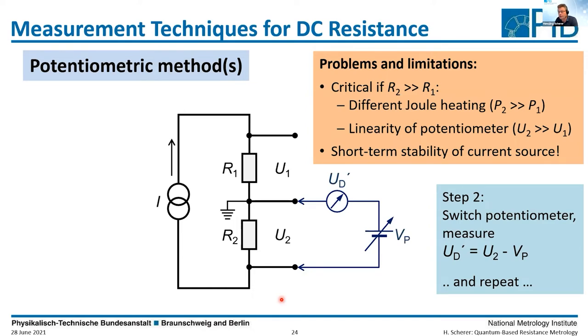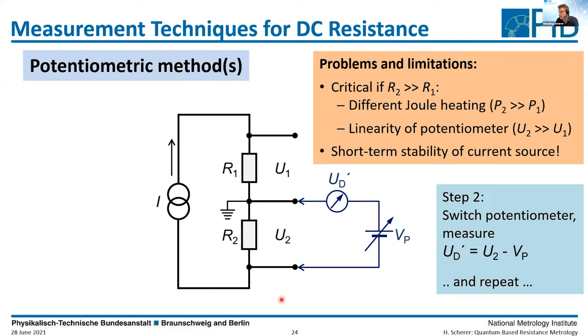Let's say this all works very well if the two resistance values R1 and R2 are equal or very close to each other, but it becomes critical if one resistance is much higher than the other one. And here I have assumed that R2 is much higher than R1. Because this potentiometric method, where you feed both resistors with the same current, will then lead to a much different joule heating in each resistor. For instance, if R2 is bigger than R1, of course, then you will heat the resistor 2 much more than R1, and you might get problems with the current or temperature coefficient.